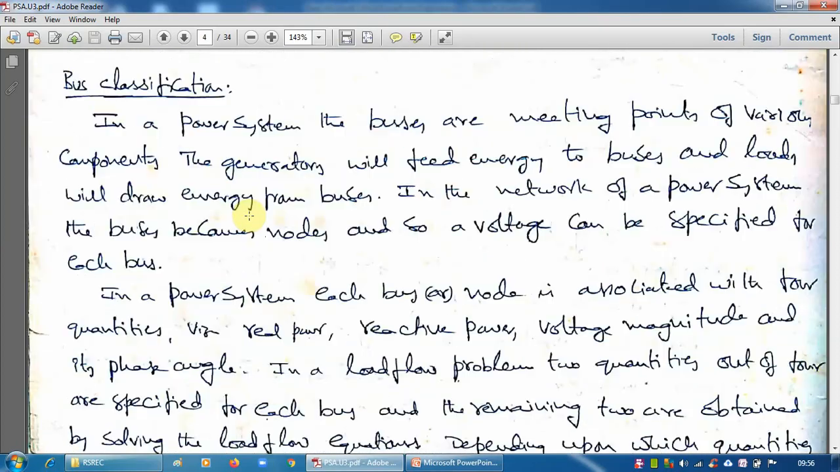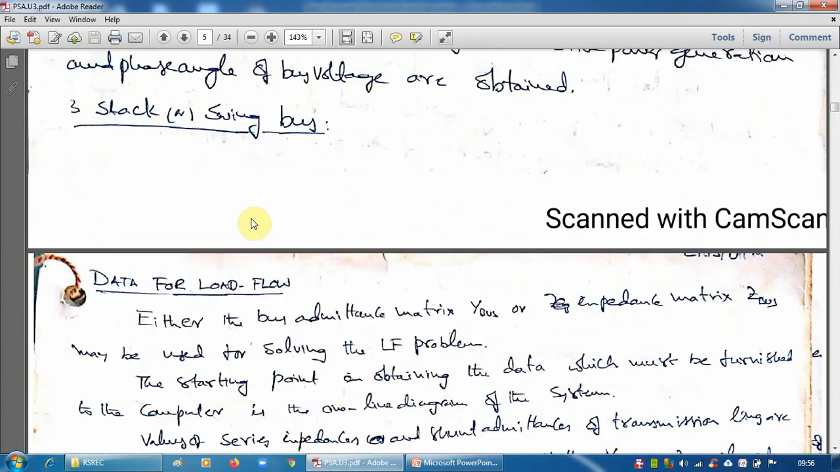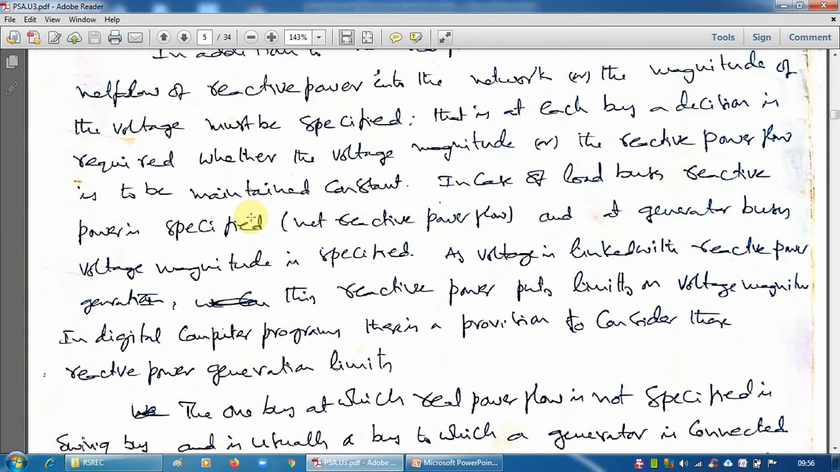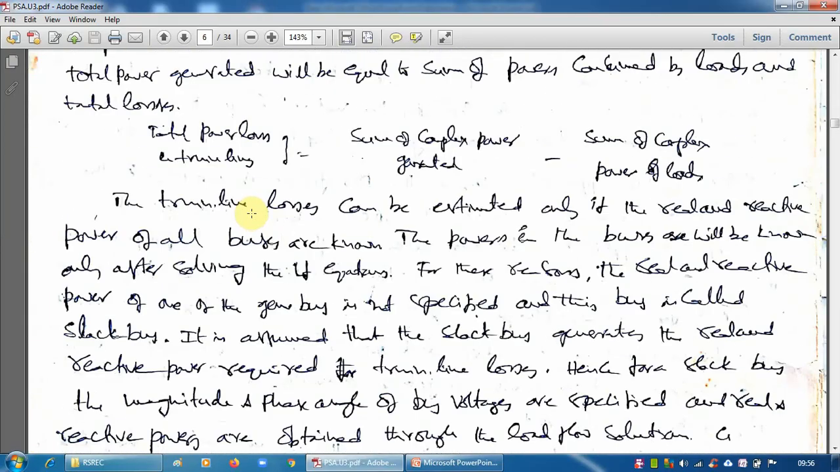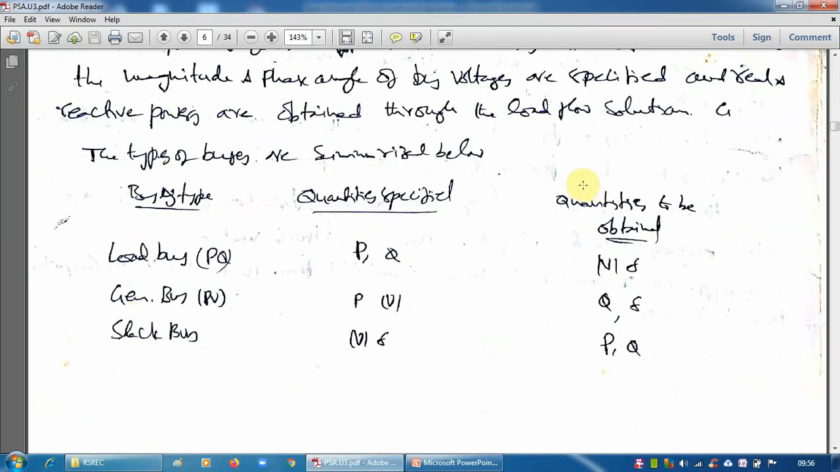As far as the bus data is concerned, depending on the values given and the values that we are going to determine by load flow, the buses are classified like this. PQ bus or load bus: real power P and reactive power Q are given, and voltage magnitude and voltage angle of the bus are to be determined. Next, generator bus or PV bus: here P and V are given, and Q and delta are to be determined. Delta means bus voltage angle.